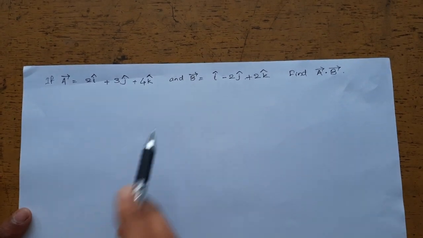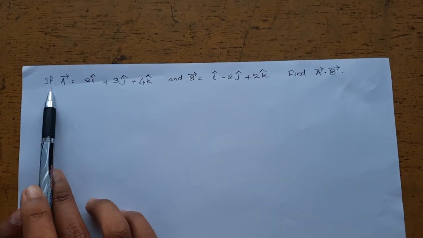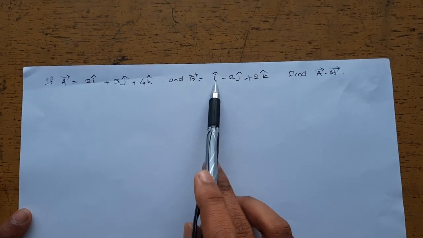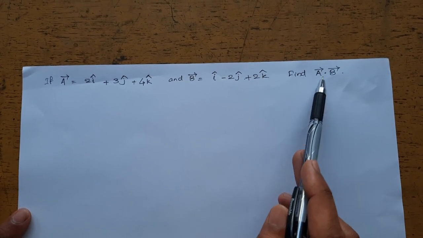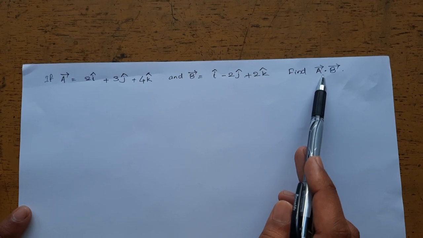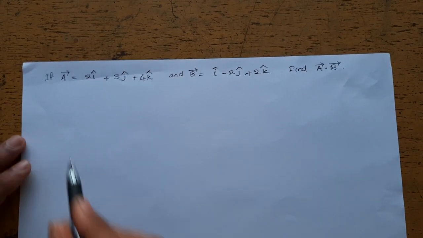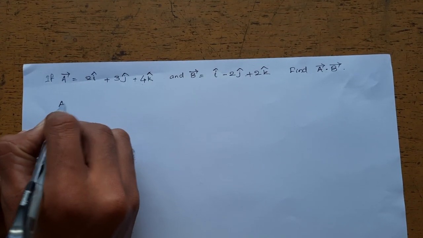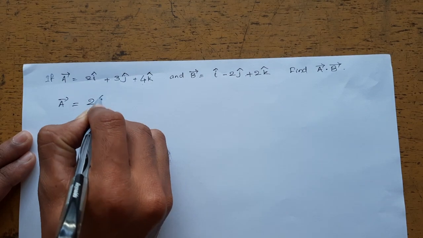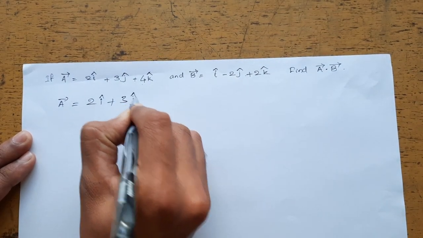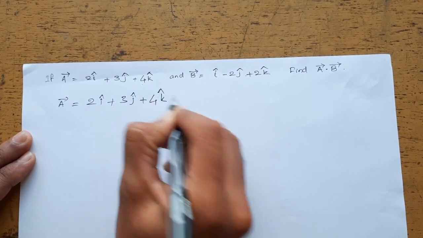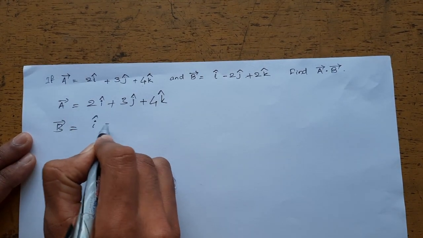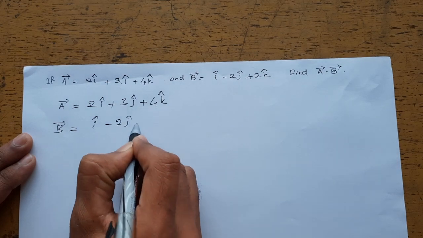Okay. In this problem they have given: if vector A is 2i plus 3j plus 4k and B is i minus 2j plus 2k, find the dot product of these two vectors. So, it is very simple. A is here, B is here. I will write once again: A is 2i plus 3j plus 4k and vector B is i minus 2j plus 2k.